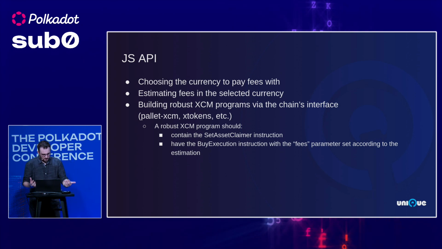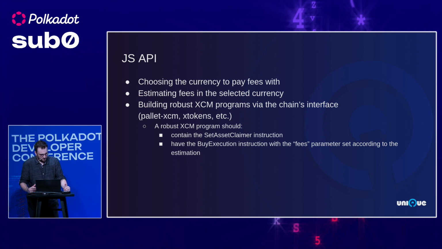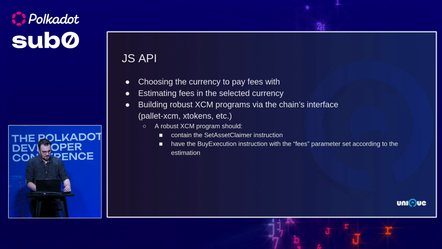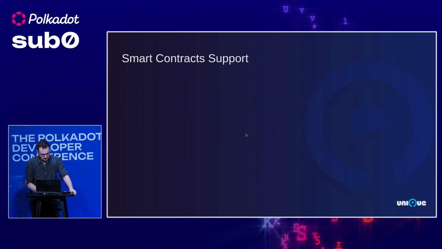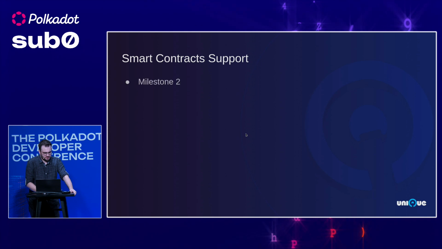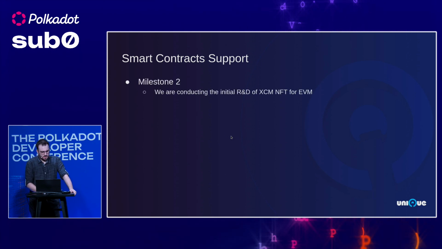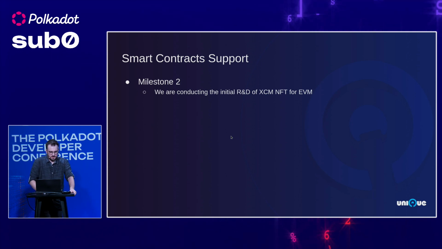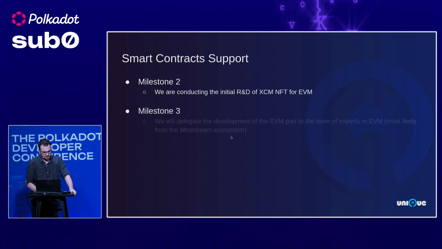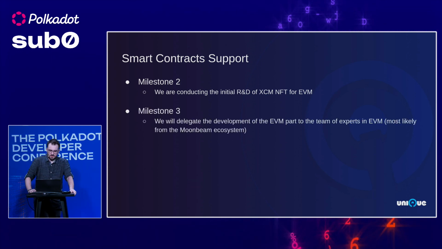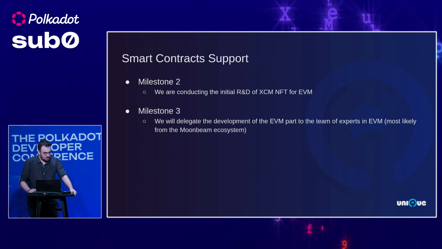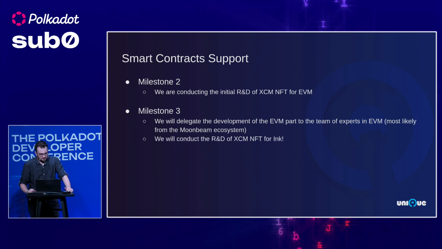After having the core functionality in place and the JavaScript tooling for building frontend for it, we will adapt the XCM NFT to smart contract platforms. We have already started the initial R&D for EVM. During the next milestone, we will delegate the development of the EVM part to an EVM expert team and work together to deliver the best solution for this part. We will also conduct the ink! R&D during the milestone 3.